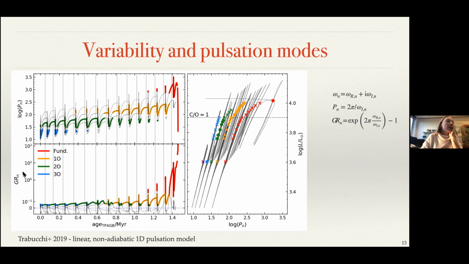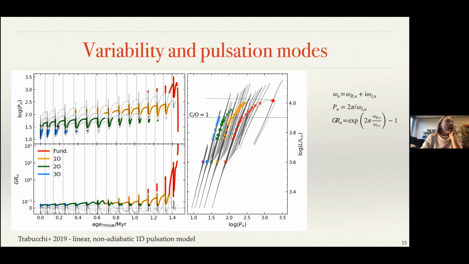The bottom part is the growth rate, and here you can see the pulsation period. The pulsation period, I've written it here to the right, is linked to the imaginary part of the pulsation frequency. And so what you can see here, and just follow my cursor, is that at the beginning of the AGB phase, the stars are mainly pulsating either in the third or the second overtone mode.